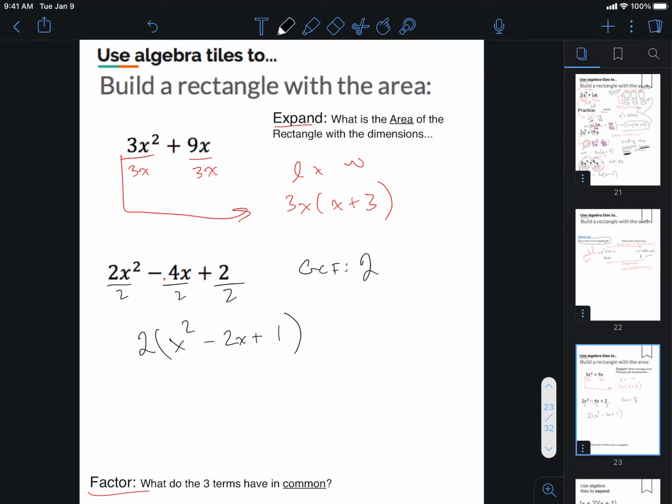Right? Everything inside of this bracket is just from 2 divided by 2 is 1. Negative 4 divided by 2 is negative 2. And 2 divided by 2 is 1. Okay, factor is saying what do the 3 terms have in common?